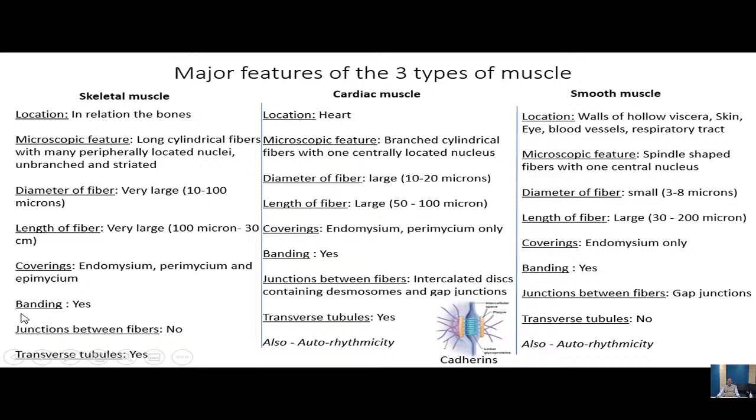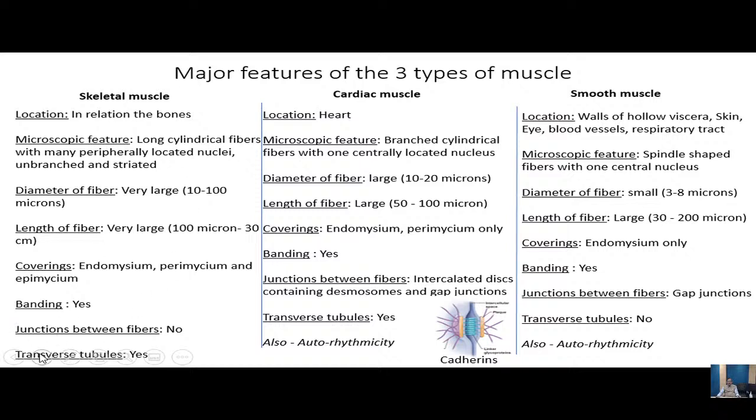So, banding or striations: is it there in skeletal muscle? Yes. Is it there in cardiac muscle? Yes. But banding in smooth muscle is not present. I have made a mistake in the typing over here, and I would like to excuse myself for this mistake. The banding here, instead of yes, you just mention no. So banding is not there in smooth muscle. That is why it is known as the smooth muscle.